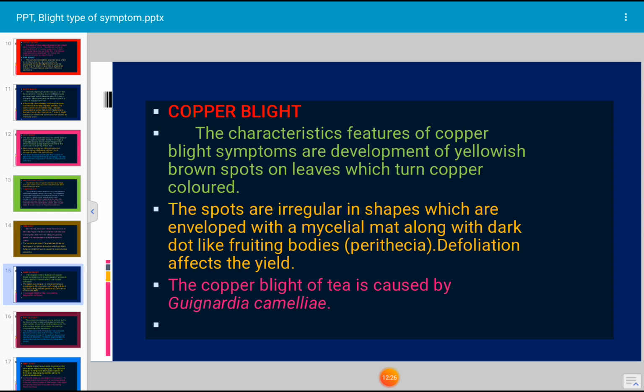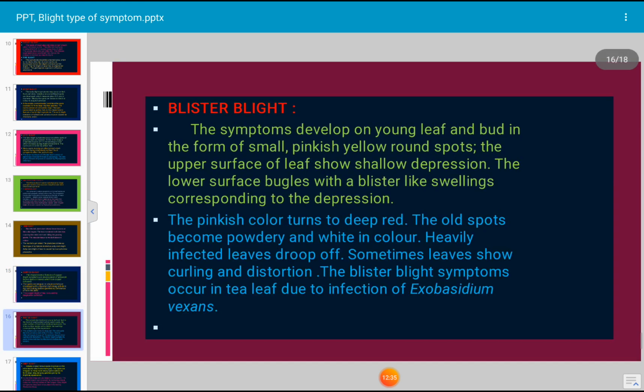The copper blight of tea is caused by Guignardia camelliae. This is the pathogenic organism. Another type of blight symptom is blister blight. The symptoms develop on the young leaf and bud in the form of small pinkish yellow round spots. The upper surface of the leaf shows shallow depressions.